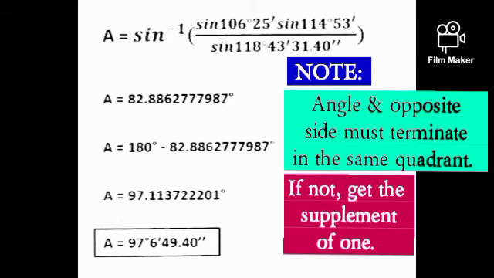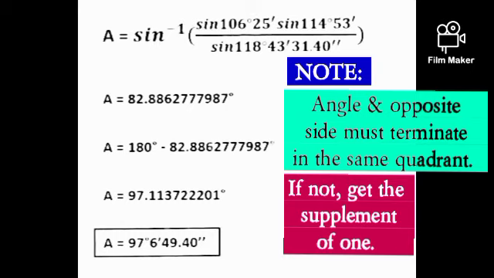82.8862777987 degrees. An important note in solving oblique spherical triangles: the angle and its opposite side must terminate in the same quadrant. In our example, angle A, we obtain 82.8862777987 degrees, but its opposite side, small a, which is given, is 106 degrees 25 minutes. So the angle A that we get does not terminate in the same quadrant as the given small side a, 106 degrees 25 minutes.